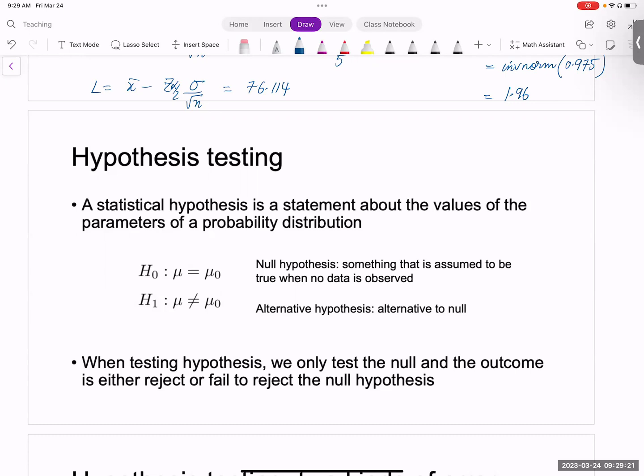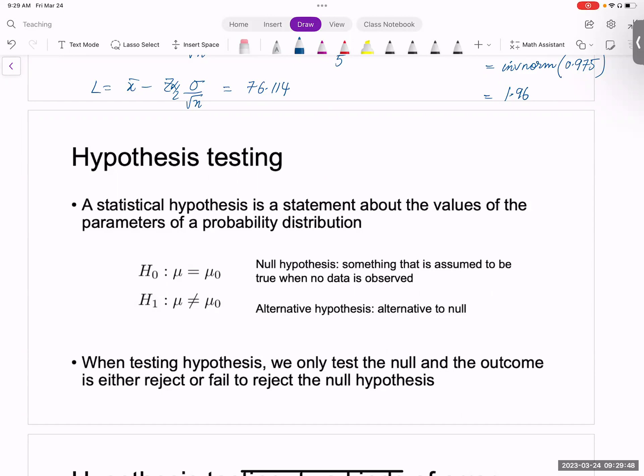Now you want to go back and collect some data. So you maybe go to Yelp or Google reviews and look at the reviews. Based on the reviews, you can test whether your hypothesis was true or not. Now, when you do hypothesis testing, you only test the null hypothesis, right? And you only either reject or fail to reject the null hypothesis.